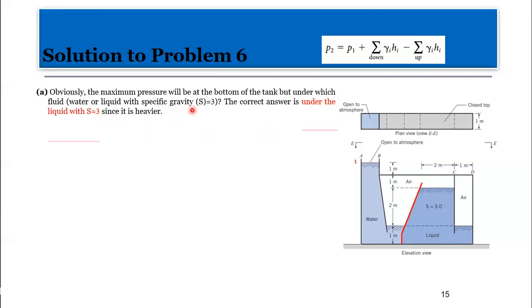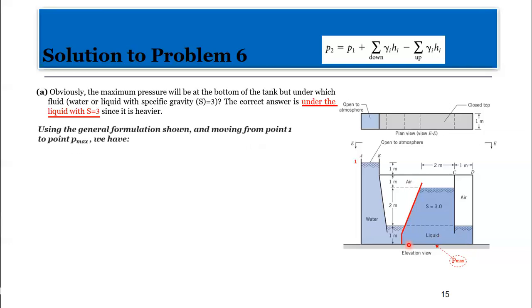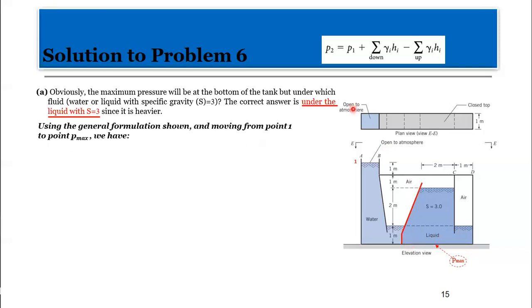Good. Now let's see where we are talking about. Under this liquid with specific gravity 3, this is the part we are talking about here. Any part along here will be feeling the weight of the fluid at this point. So let's see. Now, using the general formulation shown here, and moving from point 1 to the point P max, we are moving from here till we get to any part here.